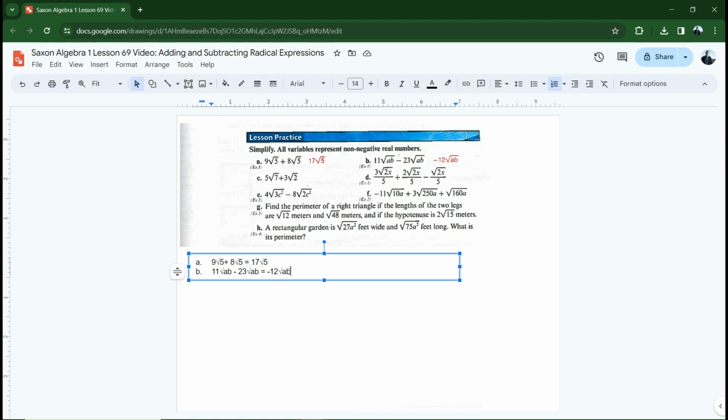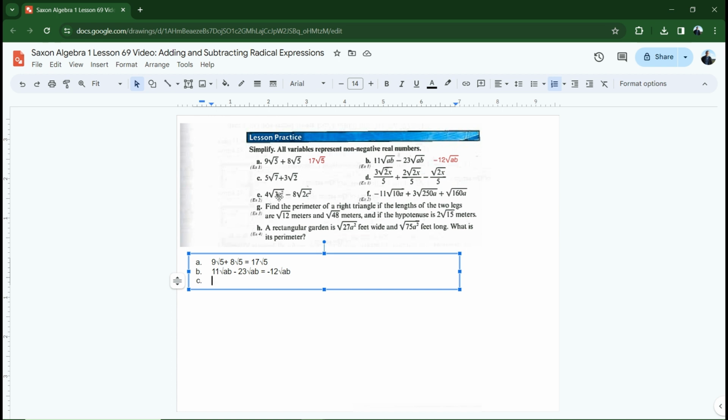Okay, now, what do I do when I have different variables? What if it was 5x plus 3y? Can I combine those? Because I'm adding, the answer is no. If I was multiplying, I could combine them. If I was multiplying these, I could combine what's under the radicals. But I can't because we're adding them.